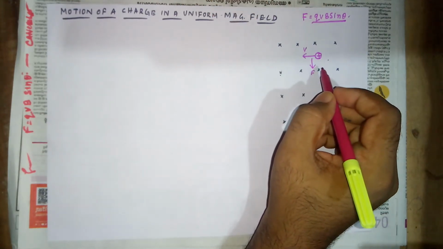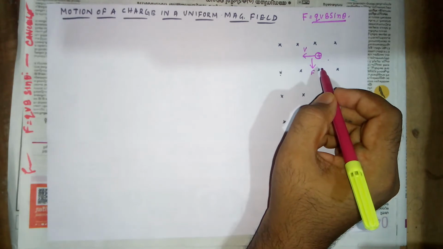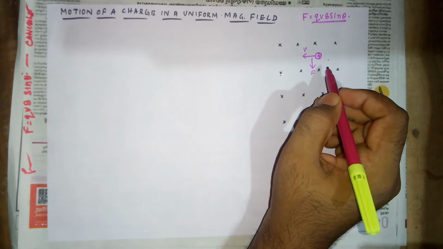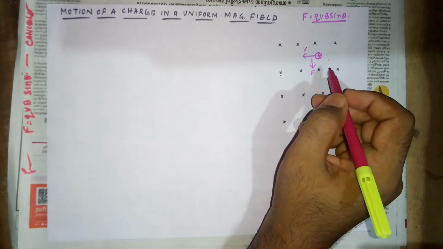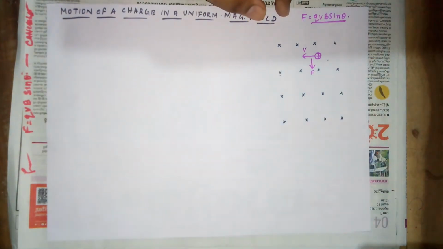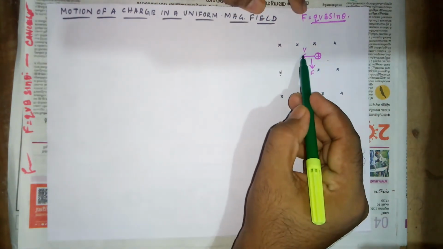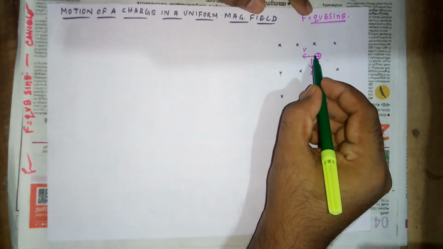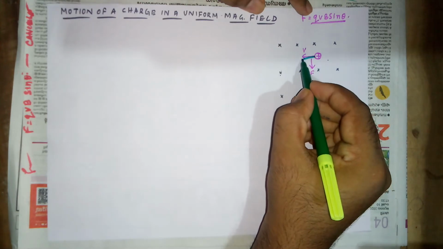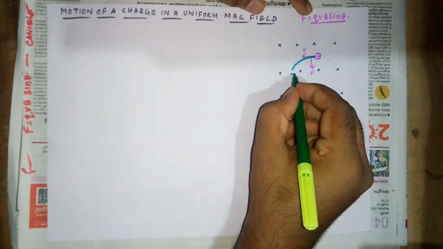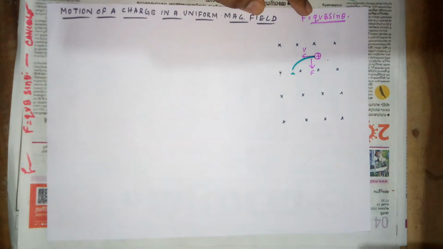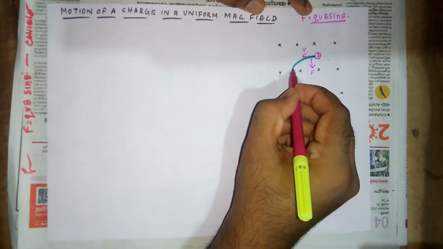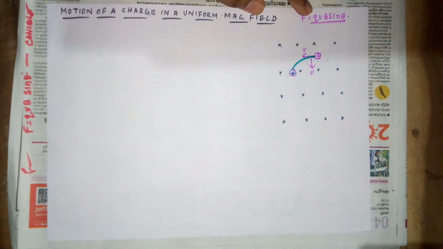So whenever a force is acting on a particle or an object, what will happen to that object? That object will deviate or deflect in the direction of that force, right? So what will happen to this charged particle? Instead of moving straight with this velocity, it will undergo a bending like this. It will be deflecting from its straight path and it will be reaching here. This positive charge is reaching here now.